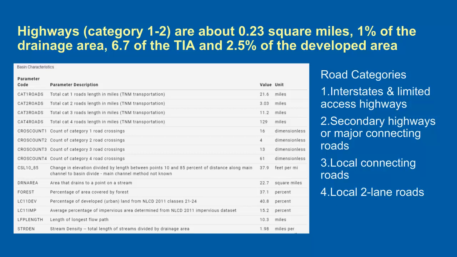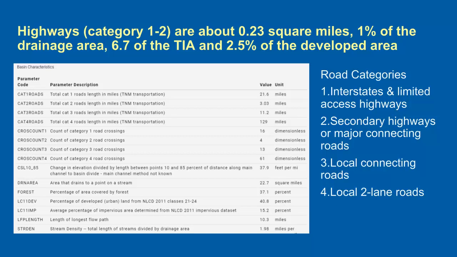Our StreamStats application has 4 road categories, which are 1. Interstates and limited access highways, 2. Secondary highways or major connecting roads, 3. Local connecting roads, and 4. Local 2-lane roads.